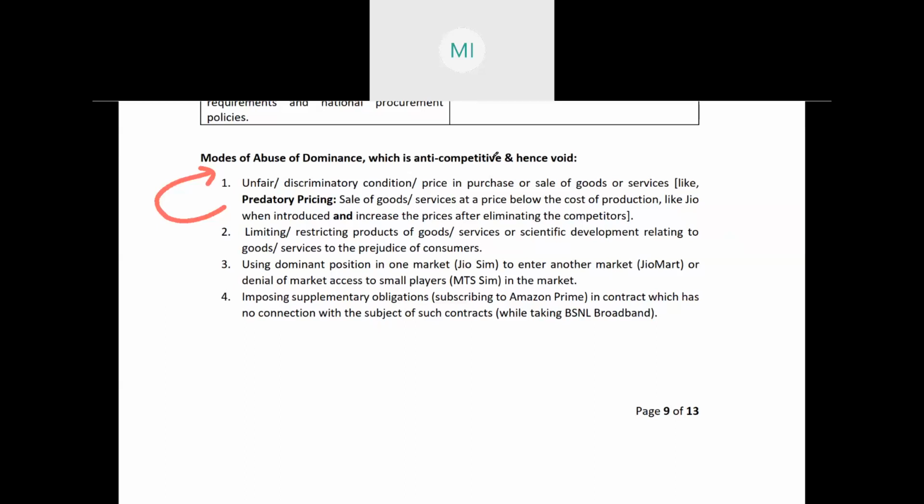Predatory pricing is nothing but like when Jio was introduced, they introduced it at such a low cost. And when all the competitors had gone out, like Tata Docomo, MTS, everything gone out, they started increasing the prices. These kinds of things are called predatory pricing. Then whether it limits or restricts any kind of scientific or technical development which is prejudicial to the consumers, can be abuse of dominance.